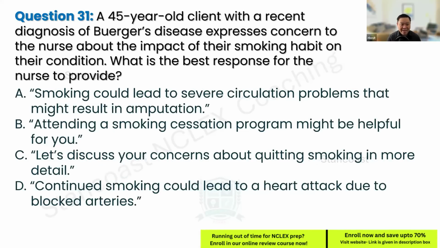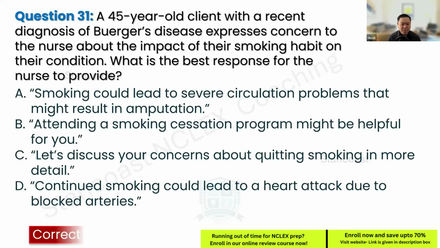A 45-year-old client with a recent diagnosis of Buerger's disease expresses concern to the nurse about the impact of their smoking habit on their condition. What is the best response for the nurse to provide? A. Smoking could lead to severe circulation problems that result in amputation. B. Attending a smoking cessation program might be helpful for you. C. Let's discuss your concerns about quitting smoking in more detail. And D. Continued smoking could lead to a heart attack due to blocked arteries.